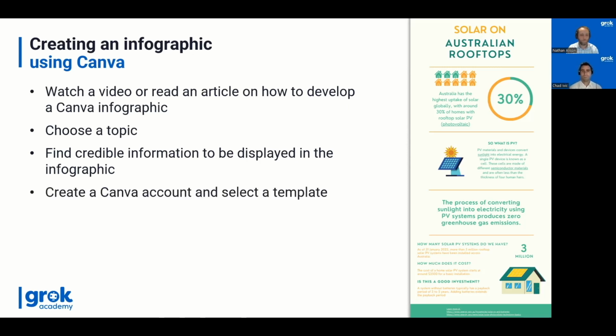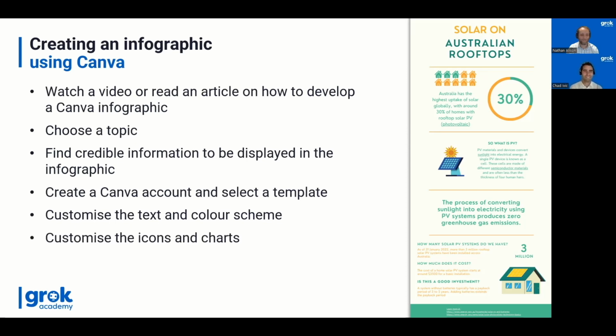Yeah, so then you create an account and select the most suitable template or the structure you really need for your infographic. Yeah, and the structure is important as well because it needs to be engaging. So you're summarizing information, you're communicating information, but the structure needs to suit because it really needs to be engaging and catch someone's eye. And then you can customize the text and color scheme. Note the green and gold color scheme there for the rooftop on Australian Solar. And the last thing was just to customize the icons and the charts.